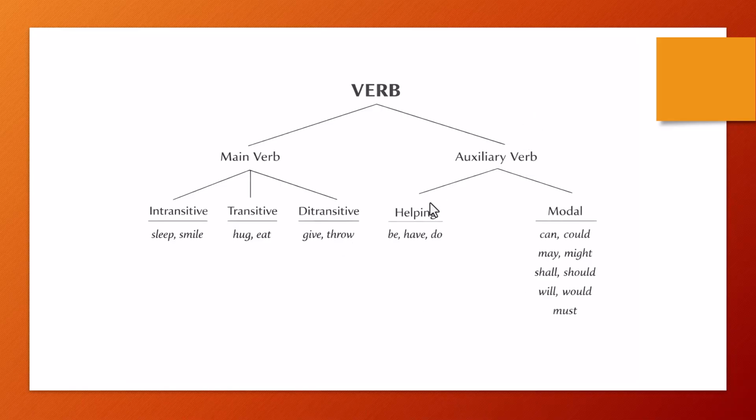In our auxiliary verbs, we can split into two categories as well. I've got helping verbs, be, have, and do, and then our list of modal verbs here, all of which are paired historically with the exception of must.